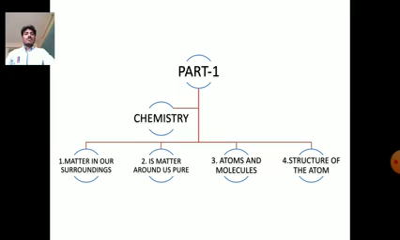In part 1, chemistry contains four major topics. The first one is matter in our surroundings. In this chapter, we learn about the physical nature of matter and the characteristics of particles of matter. Next, the states of matter. In this, it is split into three types: the first is the solid state, the second is the liquid state, and the third is the gaseous state. And what is the difference between the solid state, liquid state and gaseous state?